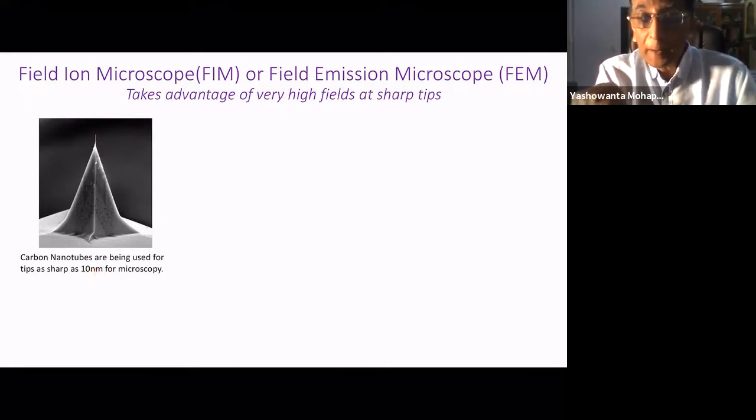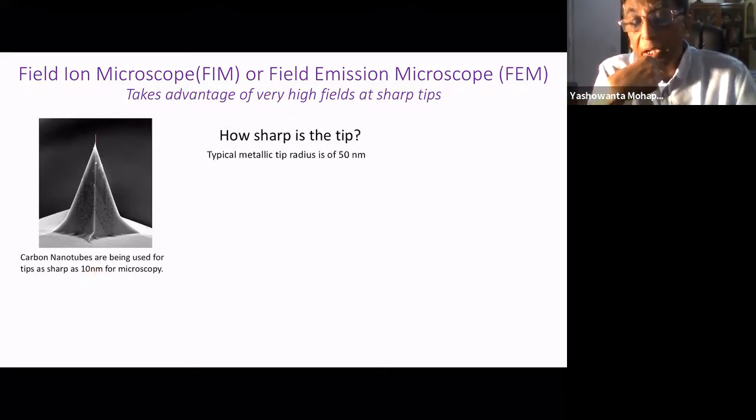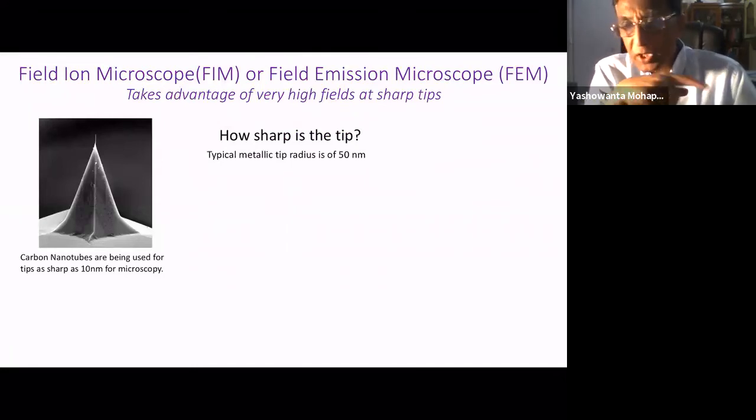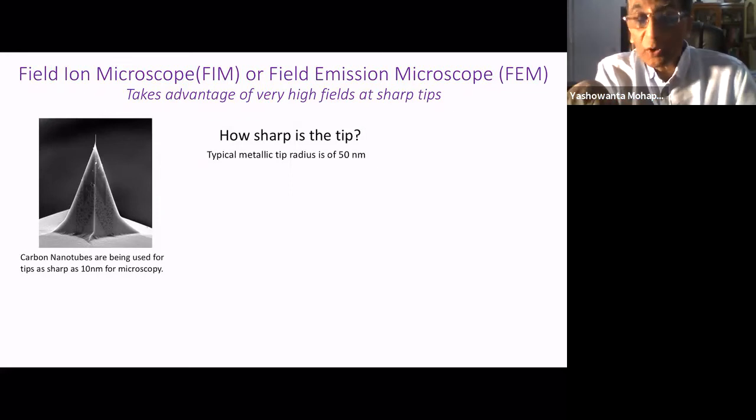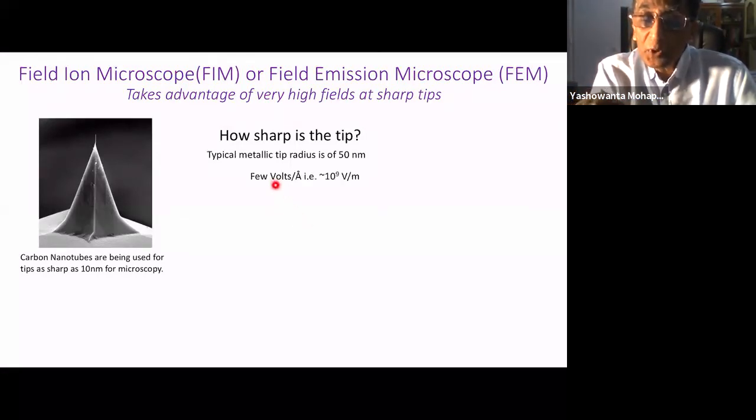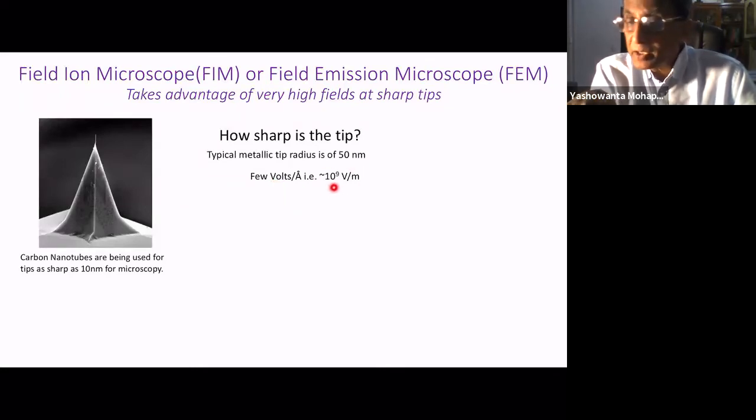So how sharp is the tip for a metal? A typical metallic tip radius is like 50 nanometers. How do you make that? You just take it and keep etching in a solution. Then it becomes sharper, and it's very easily made. Of course, for commercial use you have to take a lot of care. If you put a few volts on a 50 nanometer tip, you can get as high a field as 10 to the power 9 volts per meter.